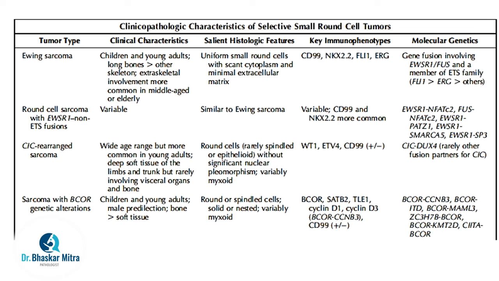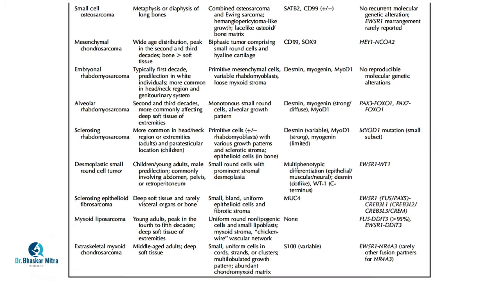Here are the characteristic spindle cells with hemangiopericytomatous morphology. They show positivity with BCOR, SATB2 and TLE1, followed by molecular genetics to confirm. Now after this Ewing's group, there come the tumors with the others. Here the first two are the small cell osteosarcoma and the mesenchymal chondrosarcoma, where we can see the matrix amount.